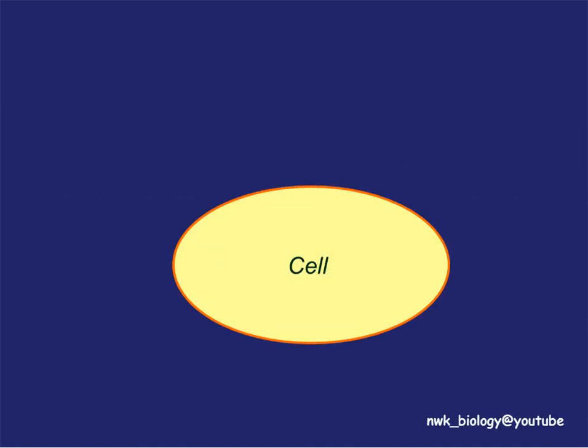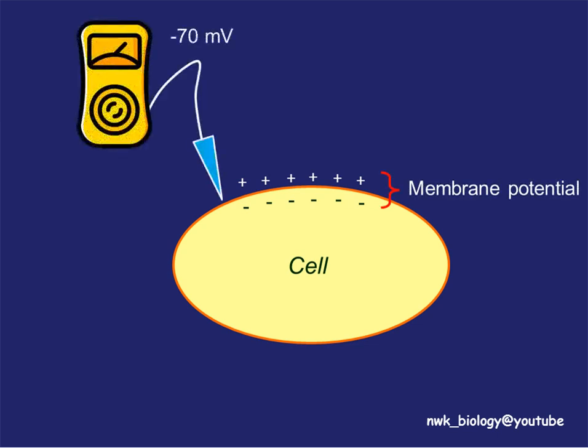A human body cell is not simply neutral. In fact, the inside of the cell is negatively charged, while the outside of the cell is positively charged. This electrical charge difference across the plasma membrane is known as membrane potential. The membrane potential has a reading of negative 70 millivolts. You may be curious, what factor contributes to the formation of membrane potential?